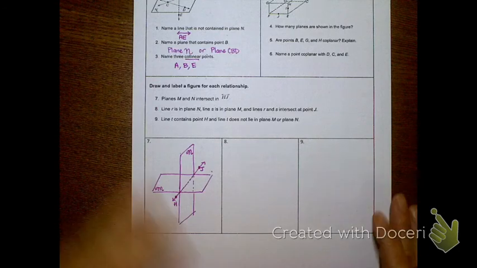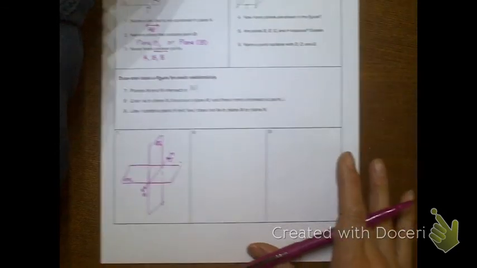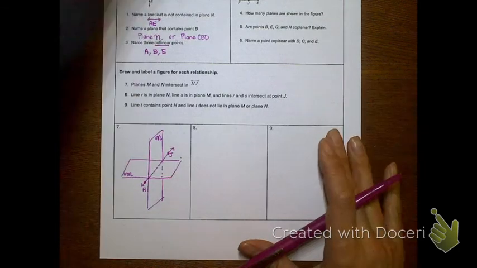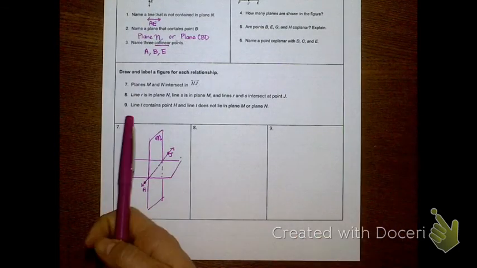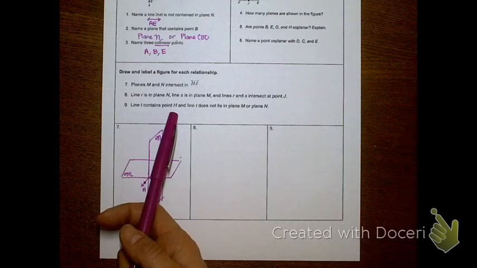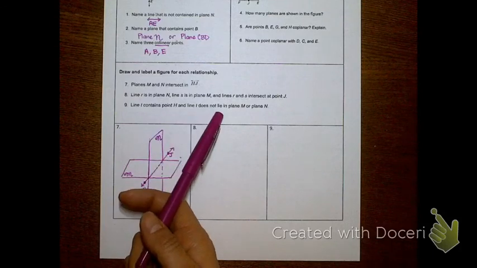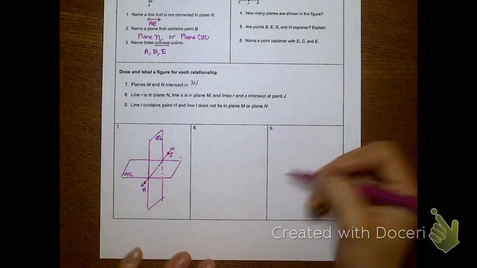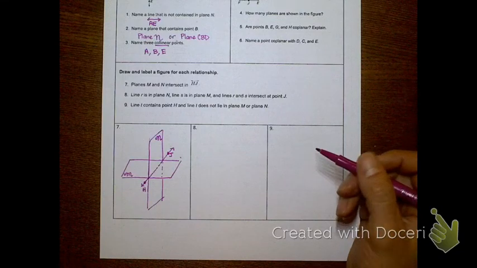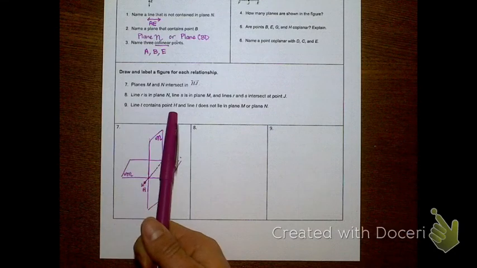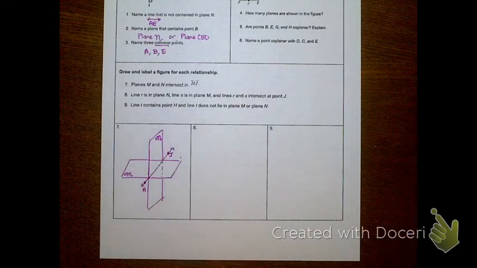Okay, we're going to do one more. We're going to do number 9. Okay, let's take a look at number 9. It says line T contains point H, and line T does not lie in plane M or plane N. Okay, so here's what I'm going to draw. I'm going to draw plane M, I'm going to draw plane N, and then I want to draw a line containing a point that's not in that plane.